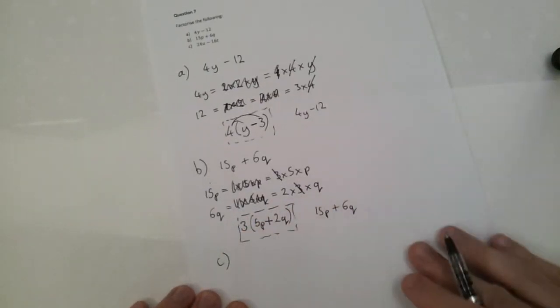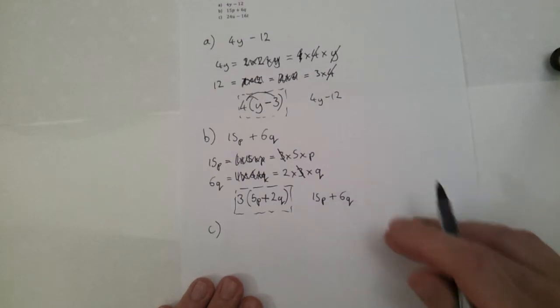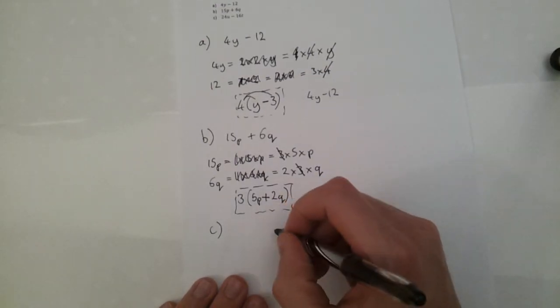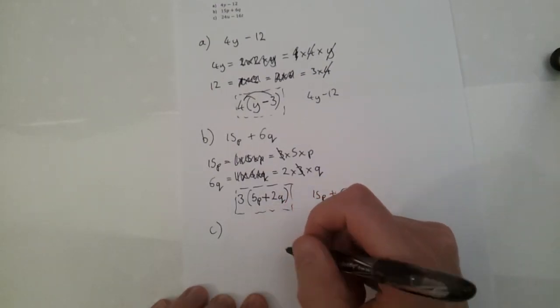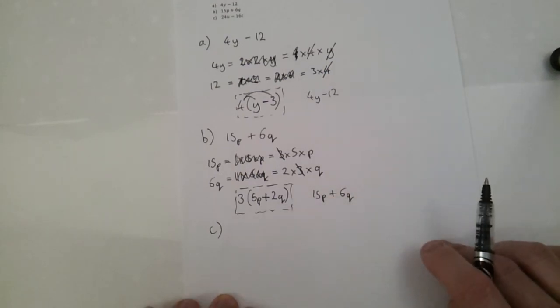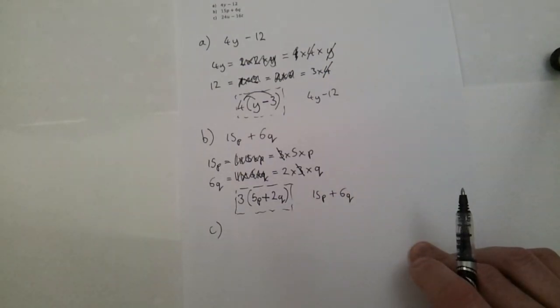Looking at C now, the final part of this question, we can see there 24u minus 16t. So I'm just going to stop this and then we're going to solve that one in a moment.